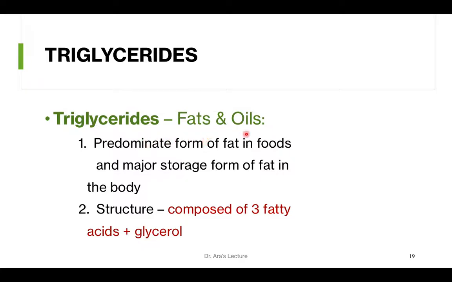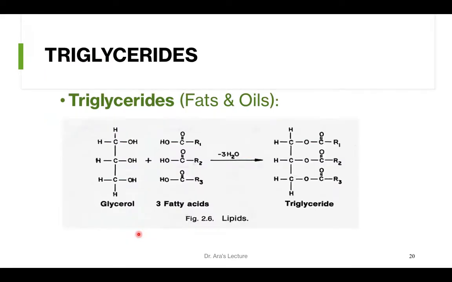Triglycerides, fats and oils. The predominant form of fat in foods and the major storage form of fat in the body. When fat is stored in our body, it is mainly stored as a triglyceride. Structure: triglycerides are composed of 3 fatty acids plus glycerol. We have seen that in the beginning also.